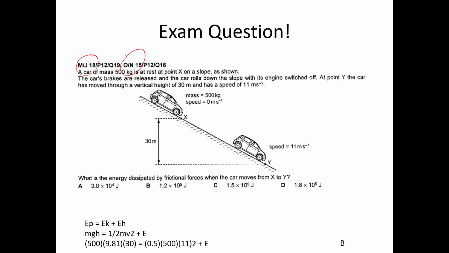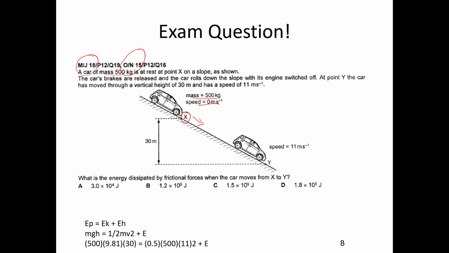The question says, there is a car of mass 500 kg. So we got the mass of the car as 500 kg, and at point X it is present at rest on a slope as shown. The car brakes are released, and the car rolls down the slope with its engine off. Engine at the moment is off. It means it's not accelerating further.